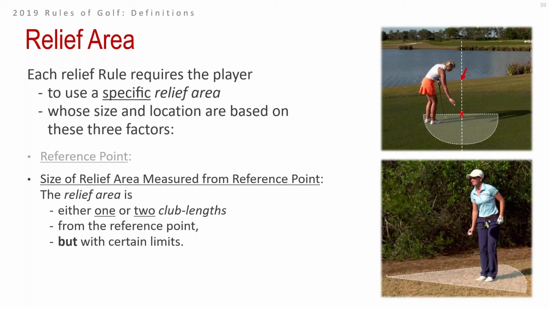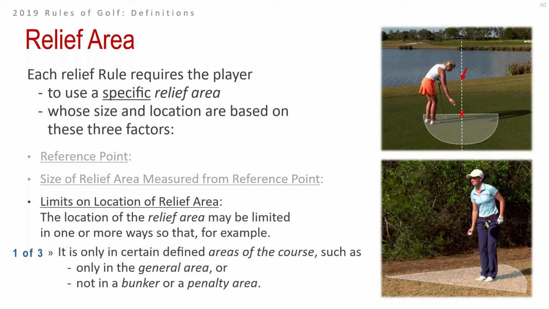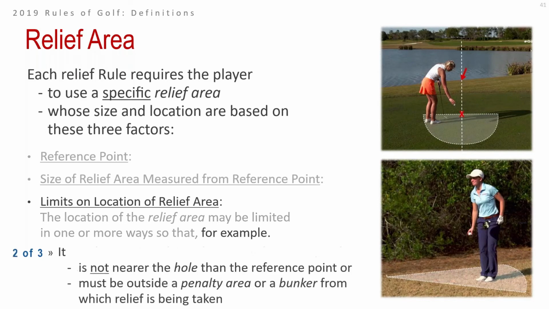But there are some limits when it comes to determining that relief area. The location of the relief area may be limited in 1 or more ways, so that, for example, it is only in the defined areas of the course. So it might only be in the general area, and you might not be able to drop in a bunker or a penalty area. This is specific to certain rules. There are occasions where you might have to drop in a bunker or a penalty area. But it cannot be nearer the hole than the reference point, and it must be outside the penalty area or a bunker from which relief is being taken.